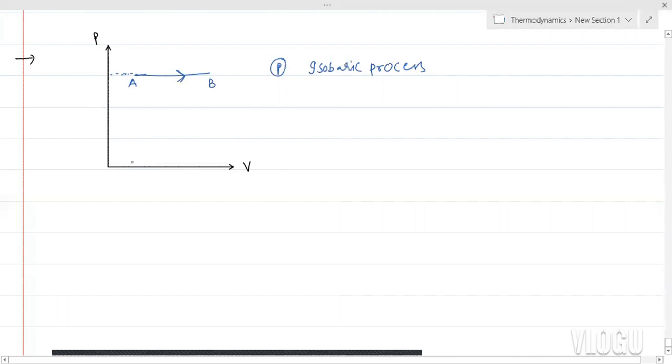But here we can see the arrow mark. The arrow marks are very important here. So we will find that the respective volume VB is more than VA. Therefore volume increases, because VB is more than VA. When volume increases, the work done is positive.